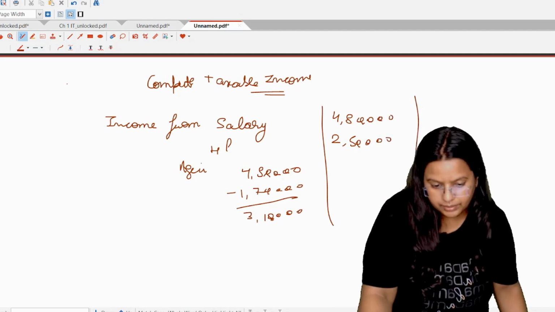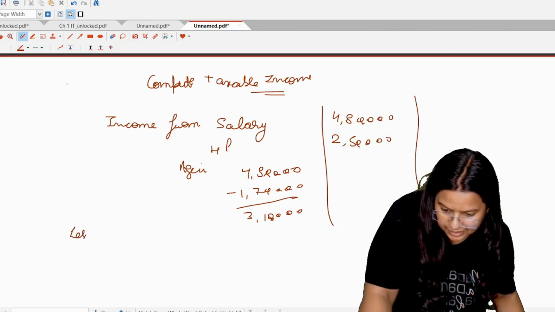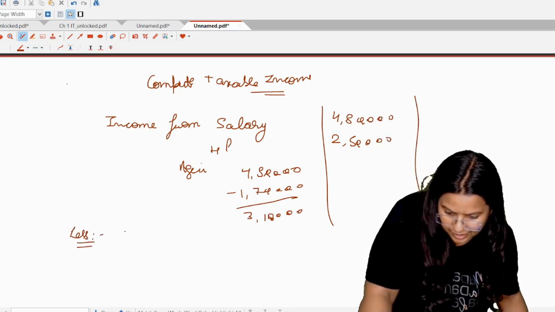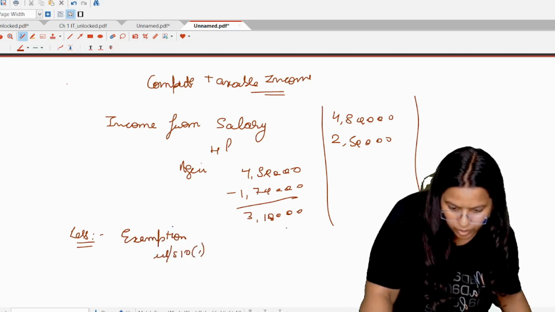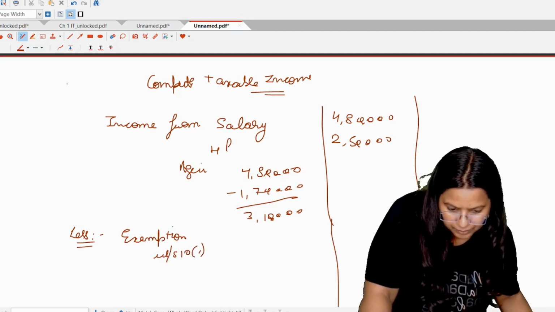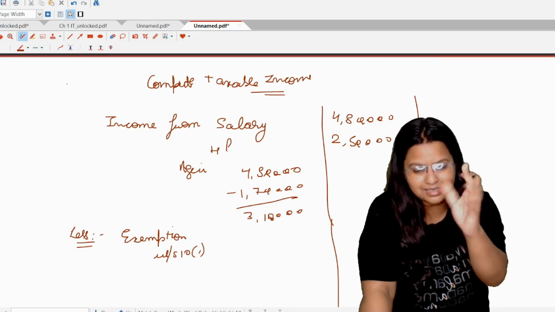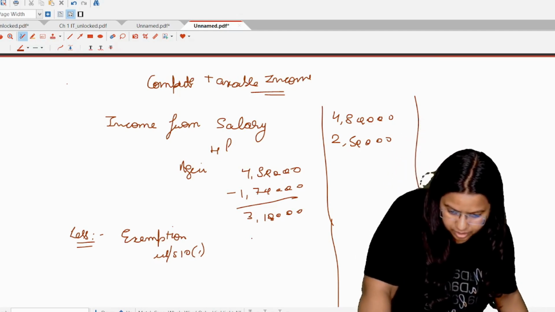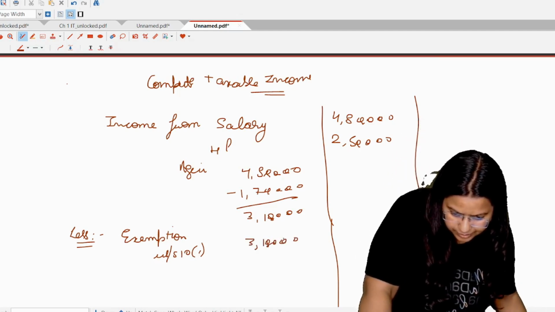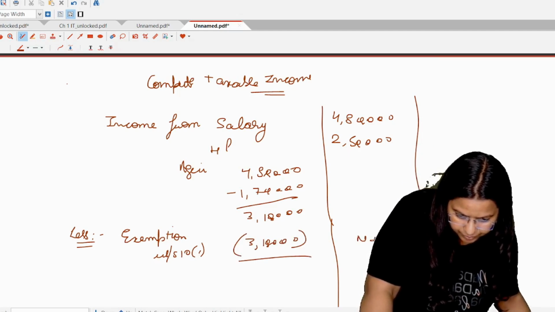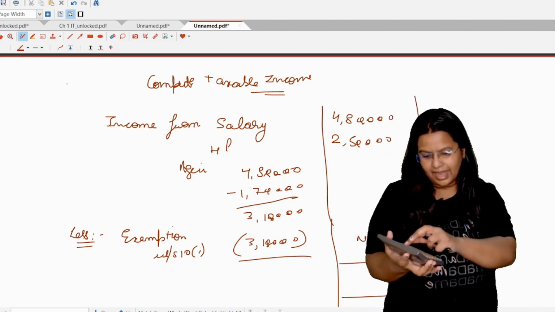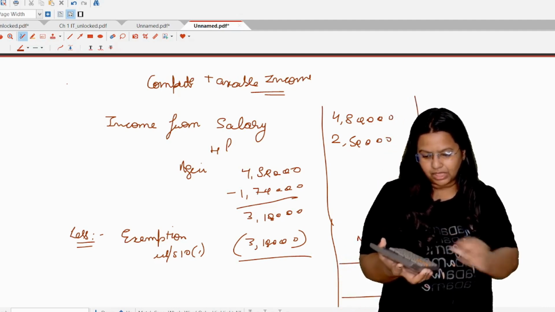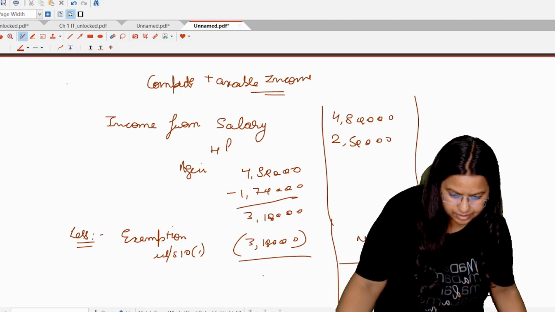Okay. Now, let us take the exemption under section 10, clause number 1. Okay, as we have covered in the class, chapter number 3, income. So that is section number 10, clause number 1. 3,10,000 rupees. It means here we have to take the nil income. The total taxable income here is 4,80,000 plus 2,50,000, 7,30,000.